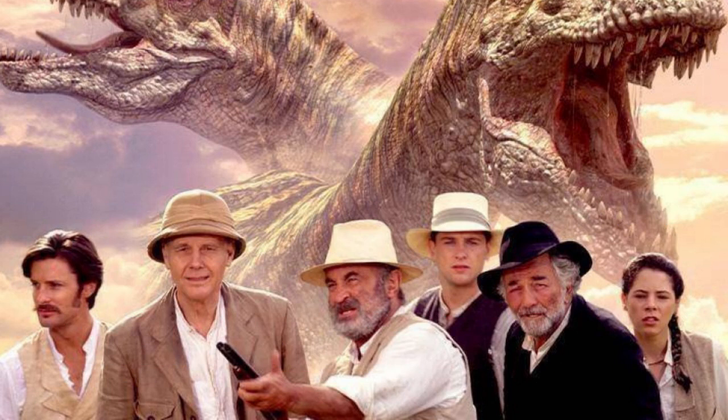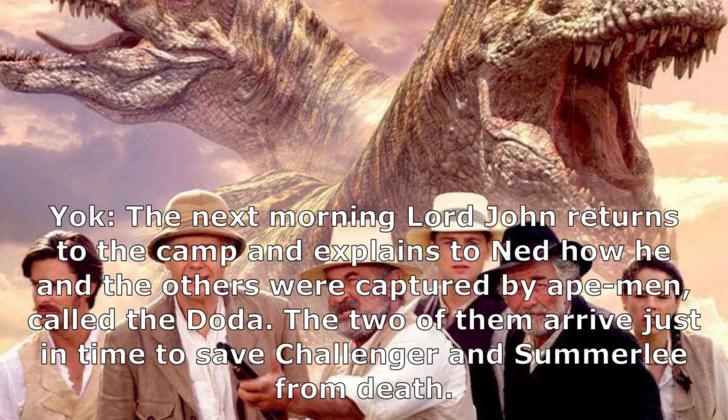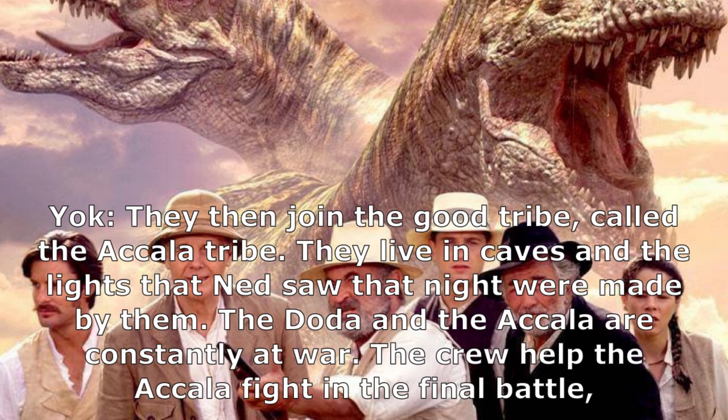rope. The next morning, Lord John returns to the camp and explains to Ned how he and the others were captured by a tribe called the Doda. The two of them arrive just in time to save Challenger and Summerlee from death. They then join the good tribe called the Akara tribe. They live in caves, and the lights that Ned saw that night were made by them.